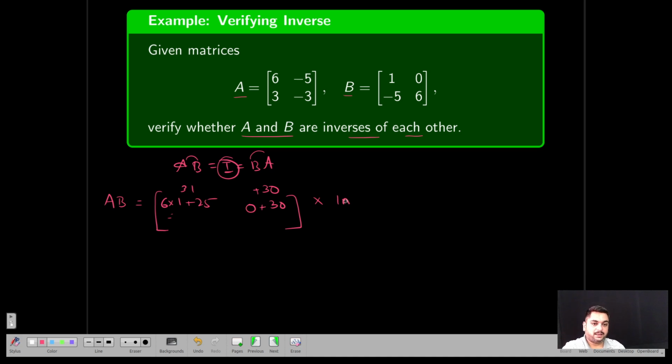A is not the inverse of B, or B is not the inverse of A. So you can check. After I take the product, you should get the identity matrix. The identity matrix will be like this, 1 0 0 1. So both AB as well as BA should be I. But here we are not getting that. We are getting 31, 30, something like this. So it's not an identity matrix.